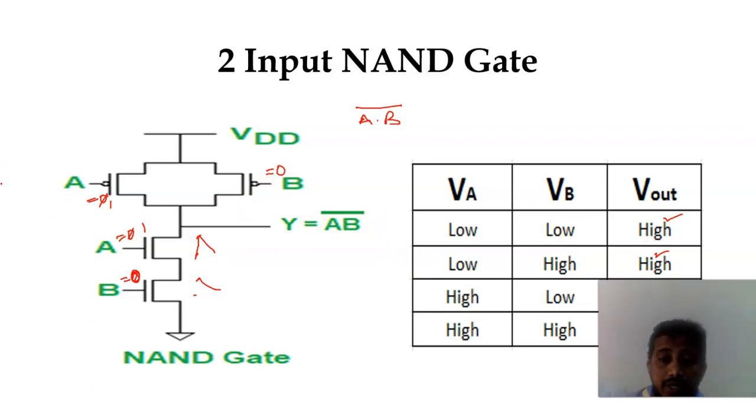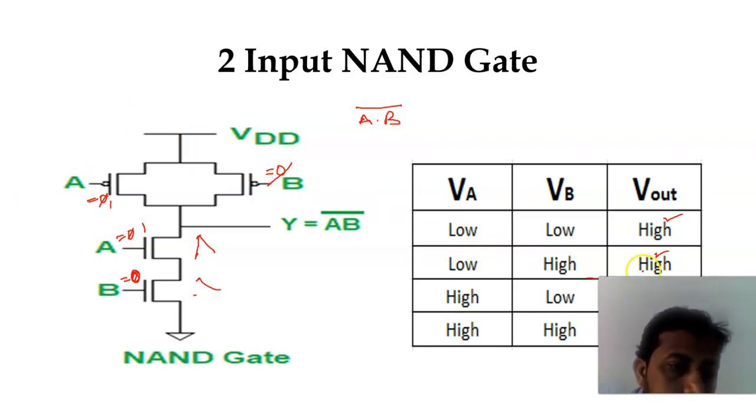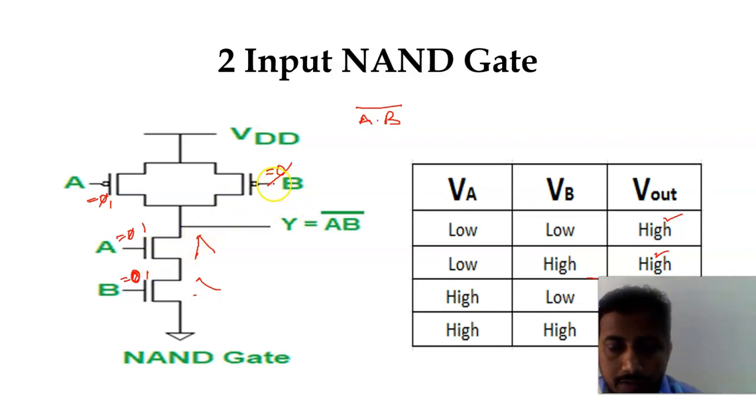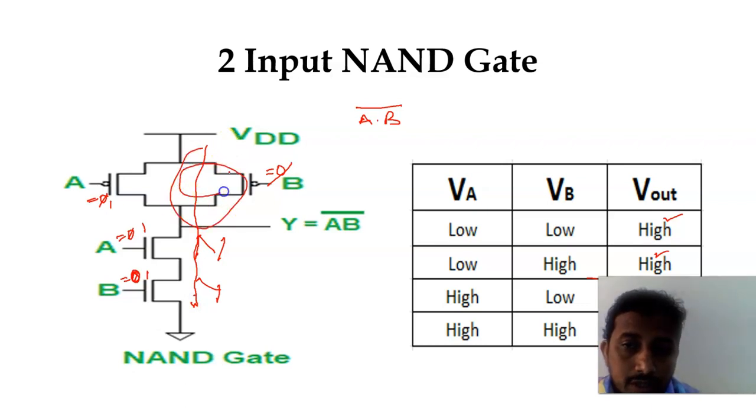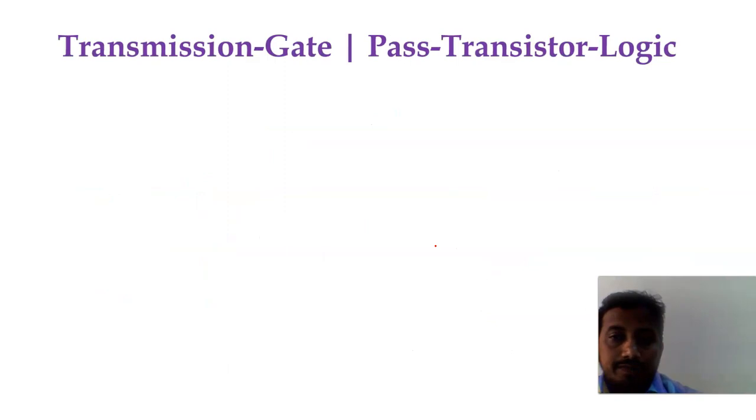Let's take the case when both the inputs are high. We'll move to the third case and the fourth case. Again, the same thing happens with the third case. When you go for the fourth case, when both the inputs are high, these two are conducting, on, closed switches. These are off, this is off, with both on. So there is no path for the VDD to go to the output, and the output would be equal to the ground voltage, or low voltage. So this is a NAND gate.